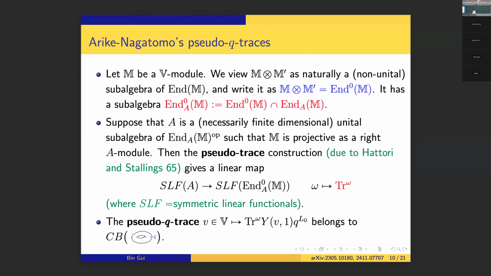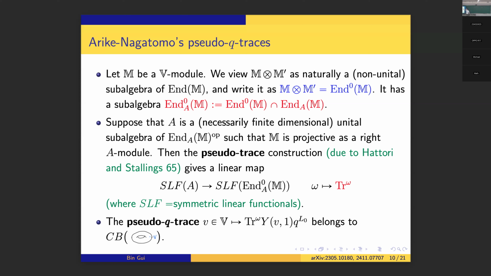So I will give you a very quick lesson on what a pseudo-q-trace is, in the version of Arike and Nagatomo. Our starting point is a V-module M, and M prime, the graded dual, is also a V-module. So you see M tensor M prime is a V tensor V module, right? And we know that this vector space is canonically a non-unital subalgebra of the algebra of linear operators on M. The reason it is non-unital is that as long as your M is infinite dimensional, the identity map cannot be such an element, regarded as an endomorphism.